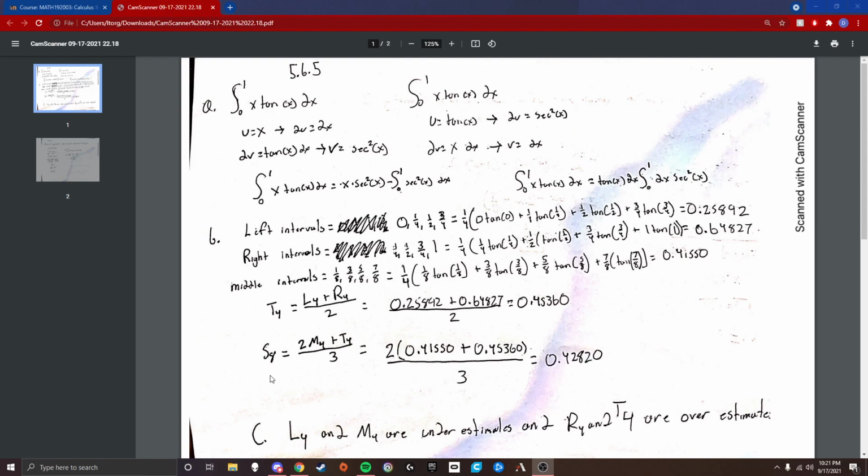So for our first problem here, we're going to do 5.6.5. The question is, we're asked to evaluate the integral of x tan x, and see why we can't use a u substitution or integration by parts. So what we have here is the definite integral from 0 to 1 of x tan x dx. If we try it using u as x and dv as tan x dx, we get v equals secant squared x and du equals dx.